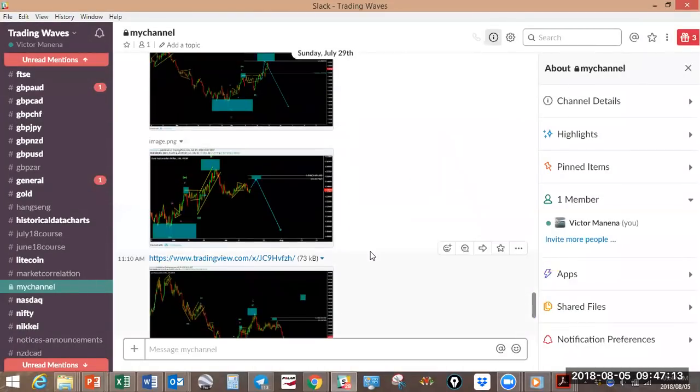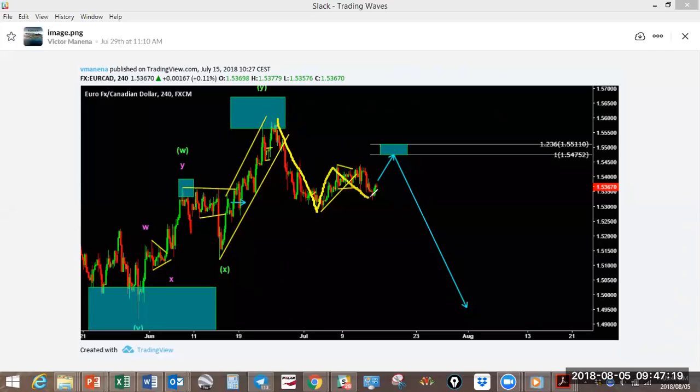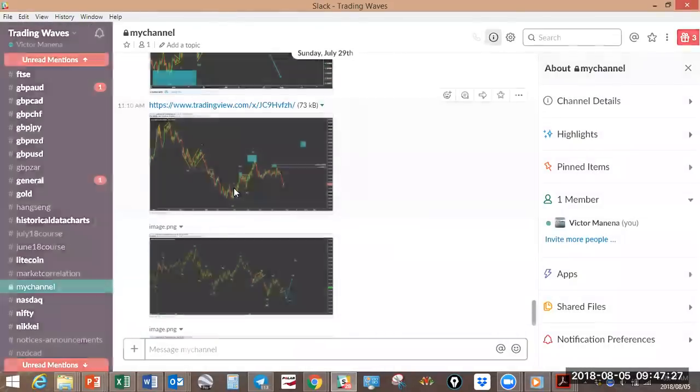So we're going to update that as we go. And this now is EURCAD. So this was after you got the first drop, and I updated that you're going to get a bit of a move to the upside to propel this move to the downside. So that's the benefit you get for being in the premium group. You get these updates. Okay, so this is how it's going.